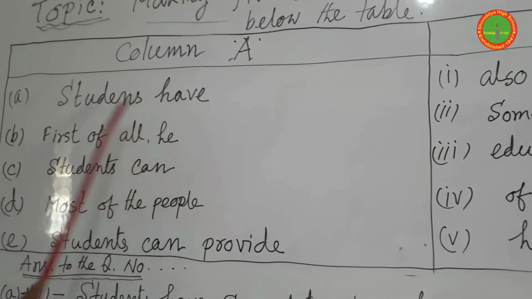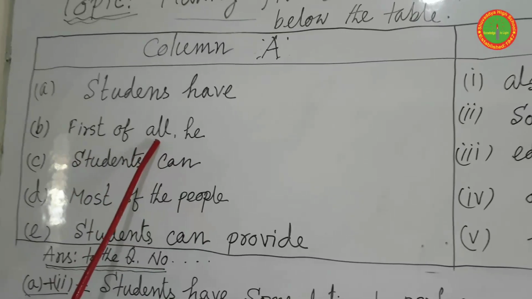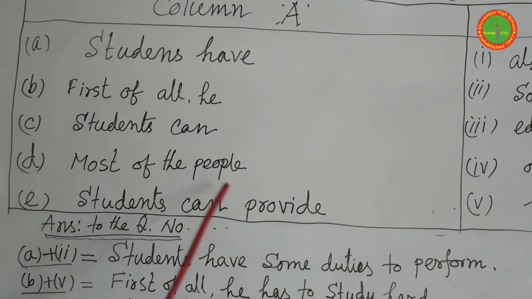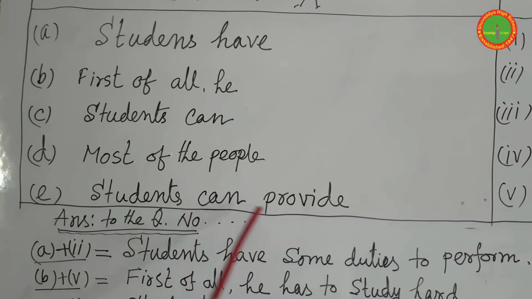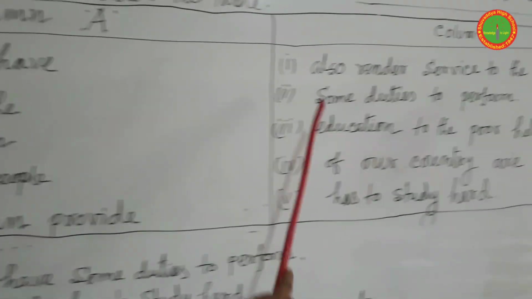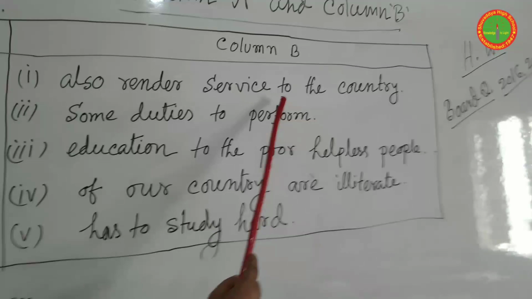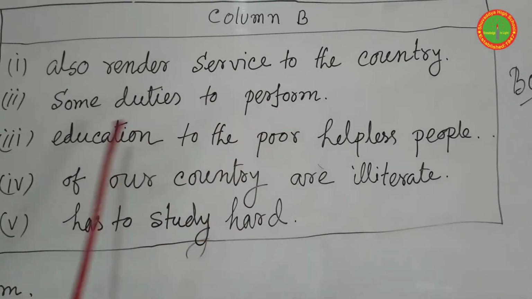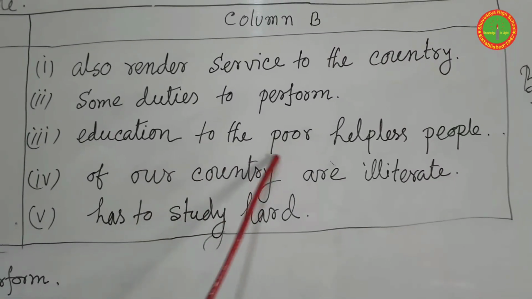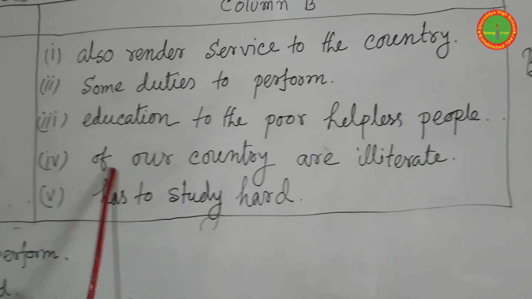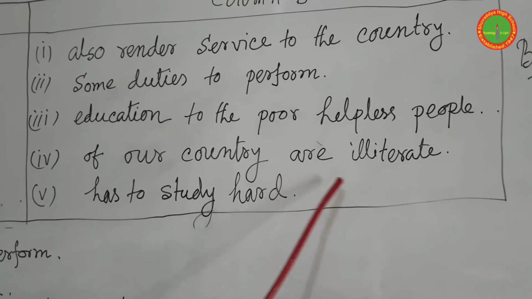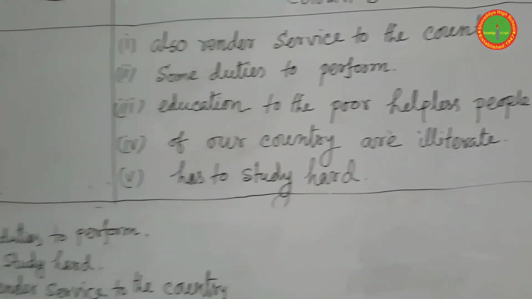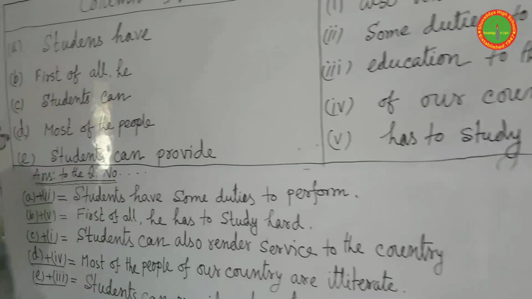Students have... First of all, students can... Most of the people... Students can provide... Also render service to the country. Some duties to perform. Education to the poor, helpless people of our country. Our illiterate has to study hard. Now we make 5 sentences.